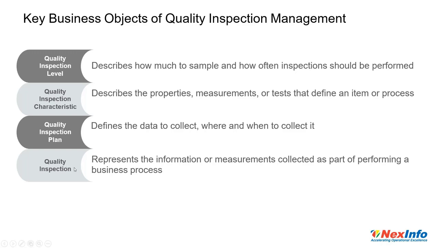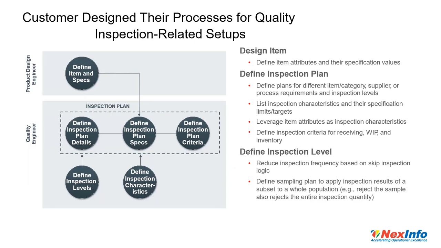And the last pillar is the quality inspection. This is the actual inspection process, which represents the information or measurement collected as part of performing a business process. So these are the key business objects of quality inspection management.